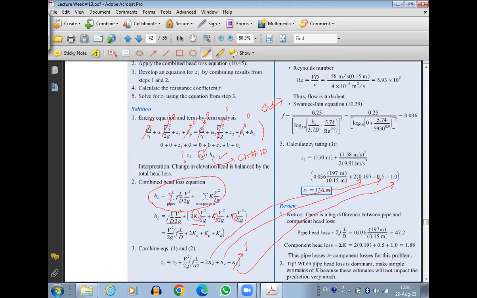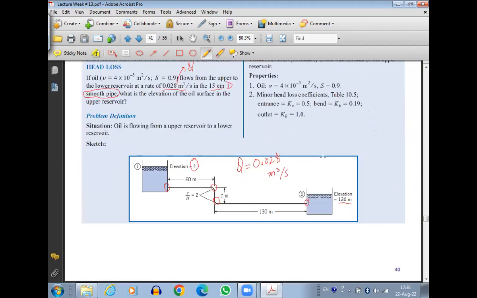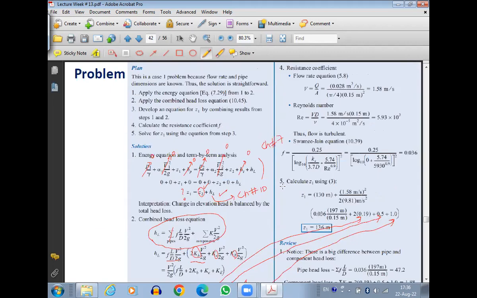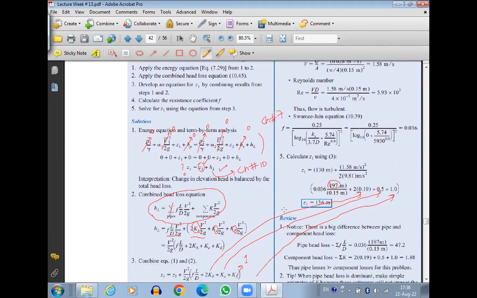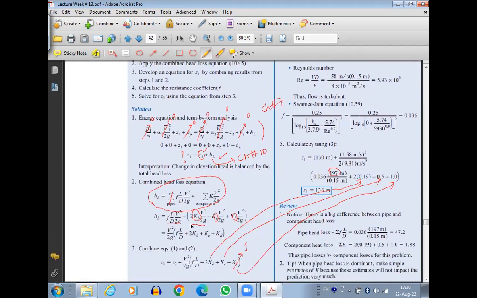And here the length is 197. How is it 197? Because it is 60 plus 7 plus 130. That's 197. That's the total length of the pipe. 60 meter length is here, then 7 meter length, then 130 meter length. So that's for the case of the major losses. You have length as 197. And this formula you have, it is FL by D. So diameter is known, it is 0.15 given in the question.